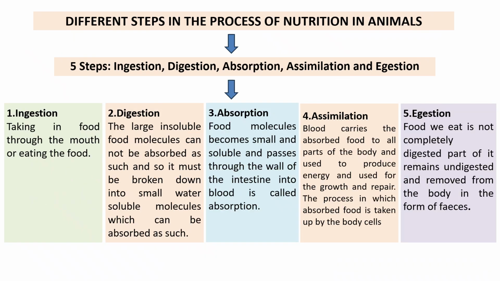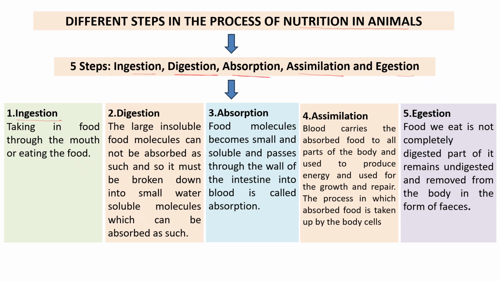In this slide, we will discuss the different steps in the process of nutrition in animals. And the process of nutrition consists of 5 steps: ingestion, digestion, absorption, assimilation and egestion. Ingestion is simply eating the food, that is, taking in food through the mouth.